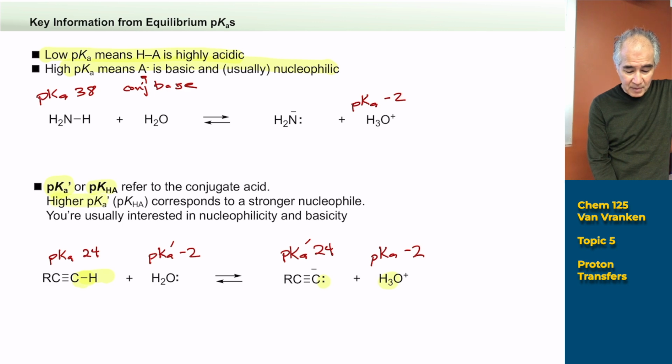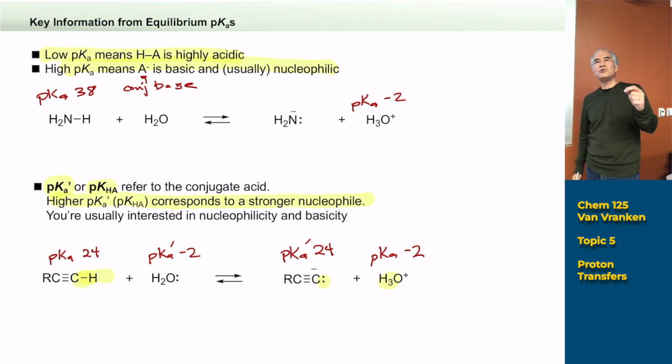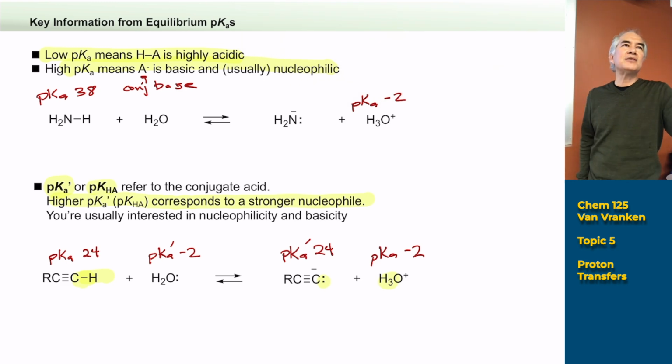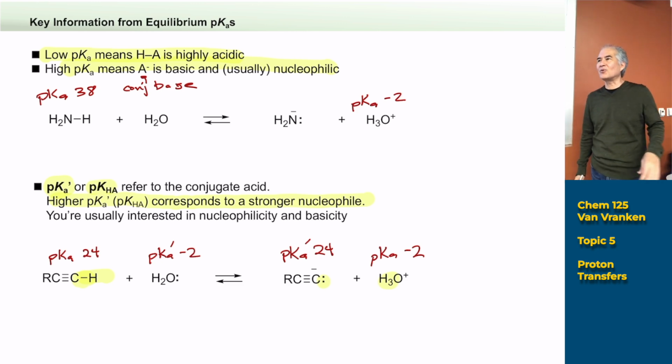This is the one we use for modern organic chemistry: a higher pKa prime means you've got a stronger nucleophile. And that's usually what we care about in this class. We care about nucleophilicity, making bonds to carbon, right? That's what we care about in this class. We're just not that interested in doing acid-base reactions for a whole quarter here.